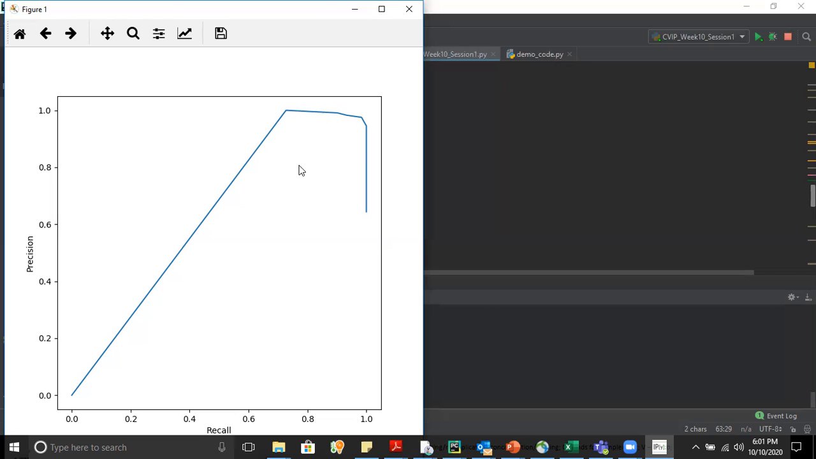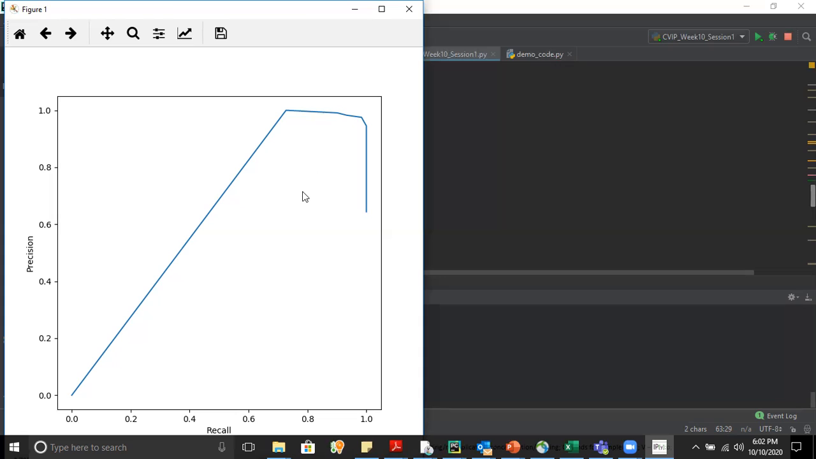Sir, actually this is linear regression, sir. Sorry, logistic regression. Obviously, it should be like that only: when precision goes high, recall should also go high. No, it need not be the case.